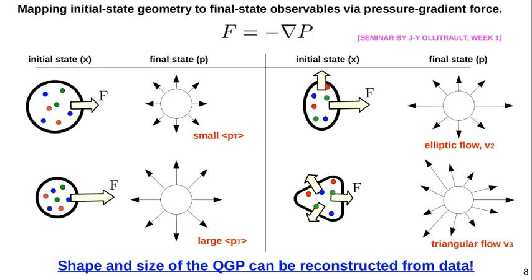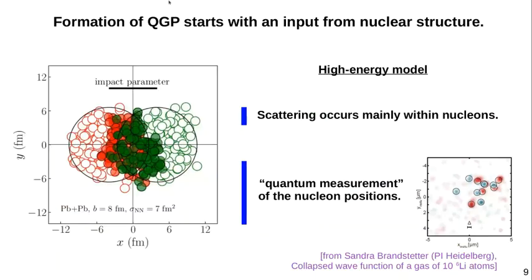Now the question is, you need to model the shape and the size of the QGP and what happens in the collision process, and this is where you have to start from nuclear structure. The QGP must start from an input from how you take your two nuclei that are colliding on an event-by-event basis. What we have understood from the phenomenology, a very successful theory to data comparison in the last 20 years, is that the picture is essentially like this. The scattering occurs mainly within nucleons, and the destruction of the two nuclei in the interaction process makes for a sort of quantum measurement of the nucleon positions in the interaction regions.